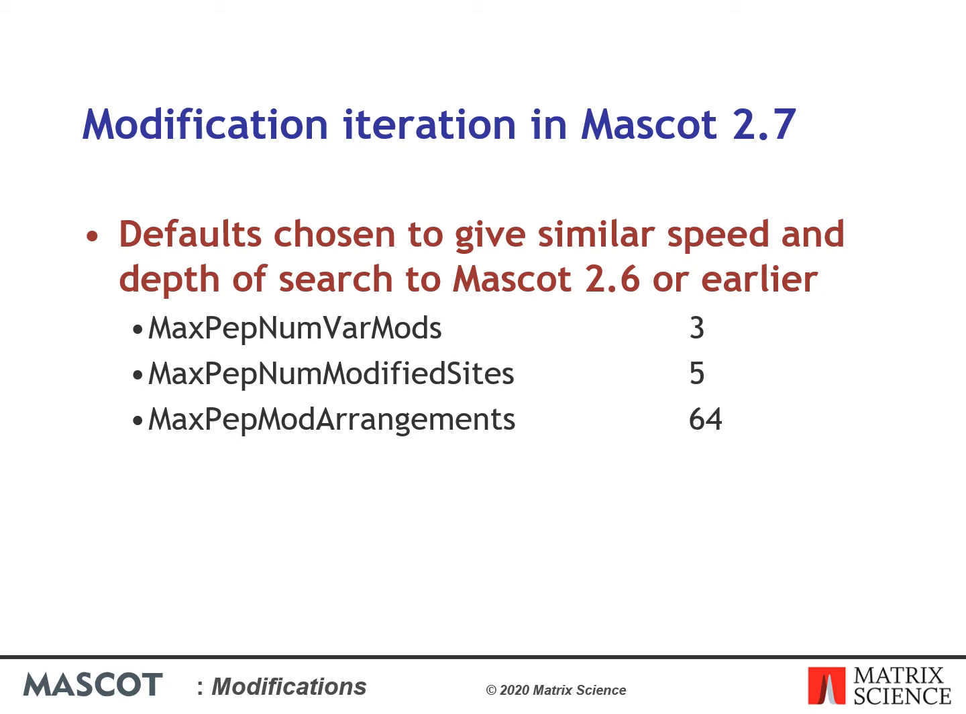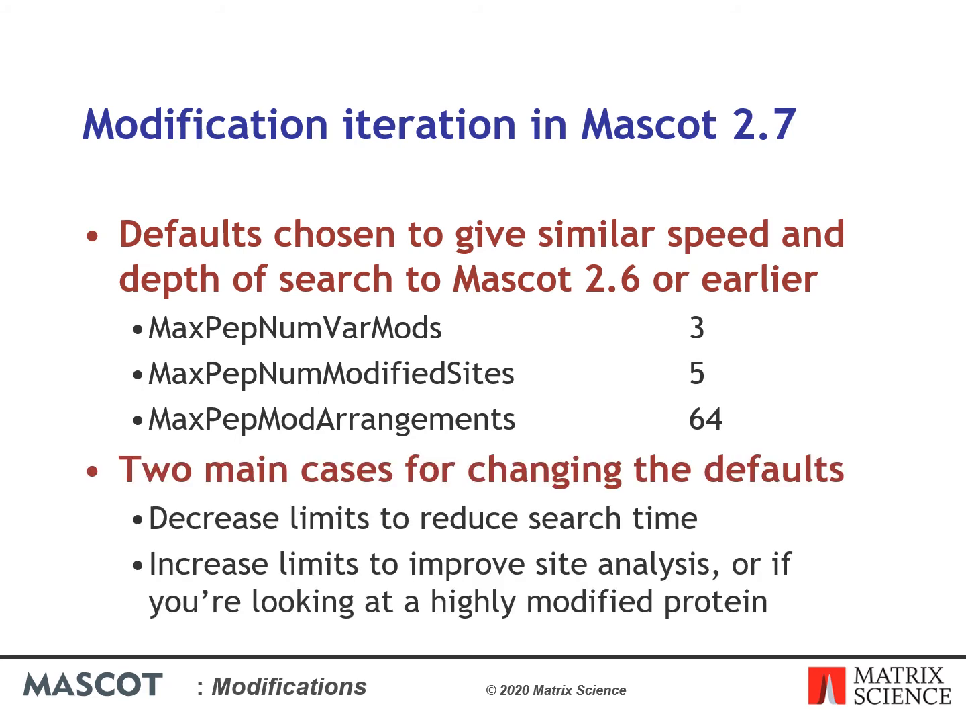These have been chosen to give a similar speed and depth of search to Mascot 2.6 or earlier. So for most searches with variable modifications, you won't see major differences in the results if you repeat an old search on Mascot 2.7, assuming you're using the same database release, of course. There are two main cases where you might want to change these defaults.